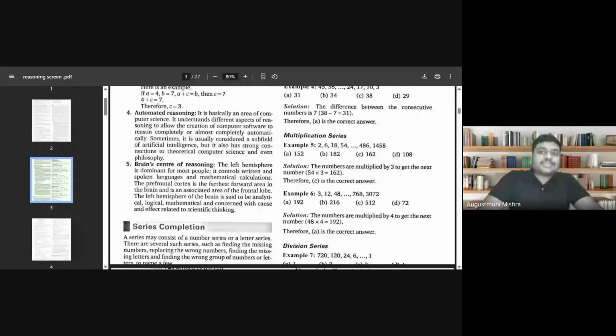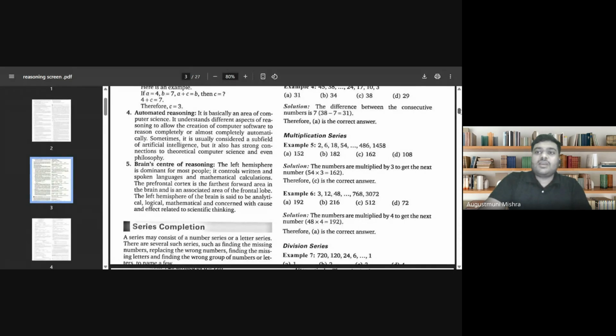That is 2, 6, 18, 54. Here you have to observe why 6 came after 2. If you understand, 2 3s are 6, then 6 3s are 18, 18 3s are 54. Then you just multiply 54 into 3 and you will get the answer, which is 162. So it is a basic observation: by observing the difference between the numbers, in the case of division, addition, or multiplication, you can solve the problem.